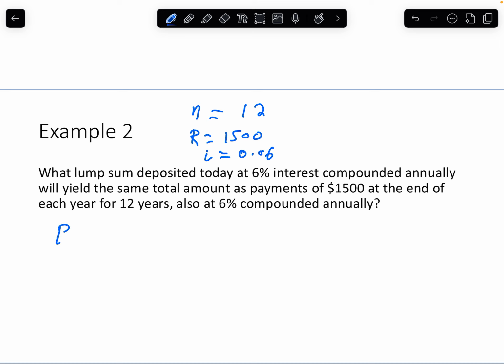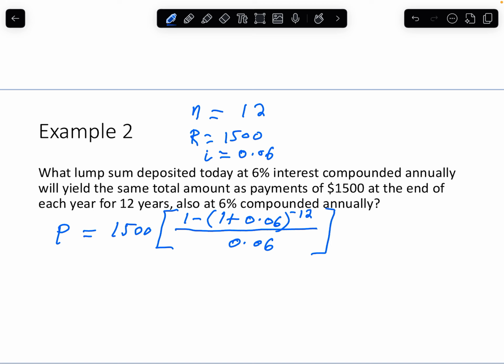So this present value is 1,500 times 1 minus 1 plus 0.06 raised to the negative 12th power, all divided by 0.06. And this gives us about $12,575.77.